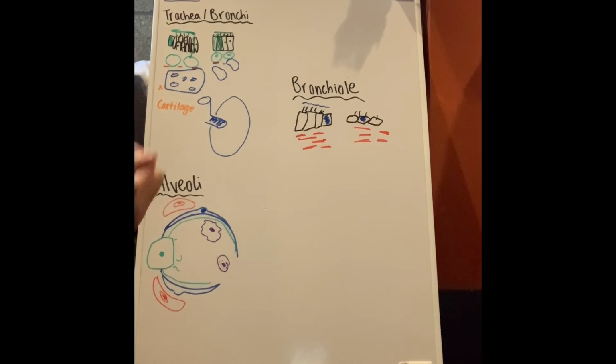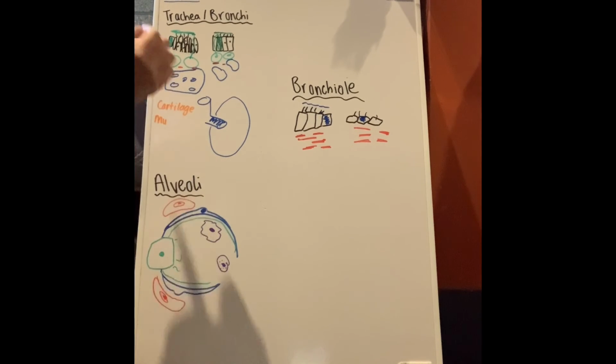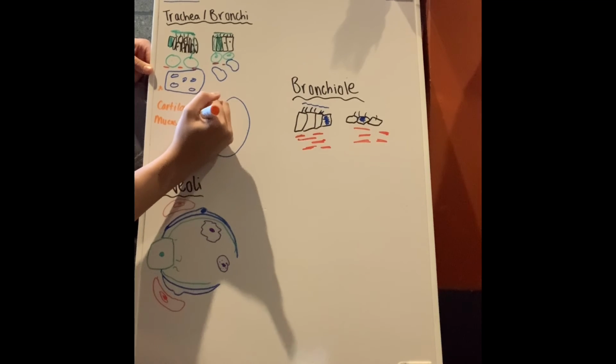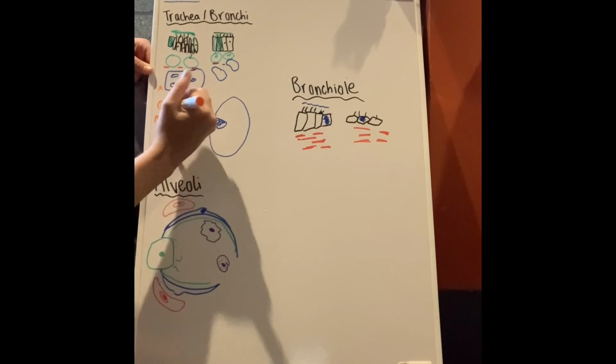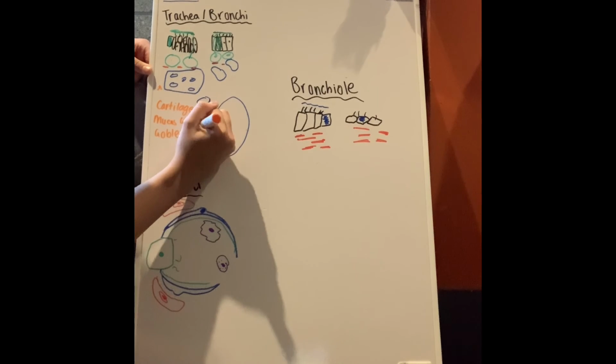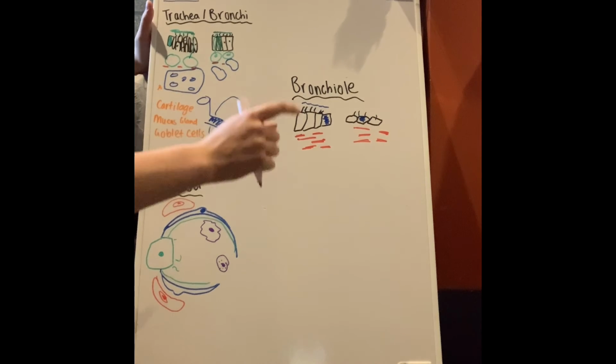So main thing, cartilage, also these mucus glands. So not just as goblet cells, but the actual glands themselves. Mucus gland. There's also goblet cells, which secrete a thicker mucus. That's the main things here. There's also a little bit of smooth muscle, but that's not the main thing.